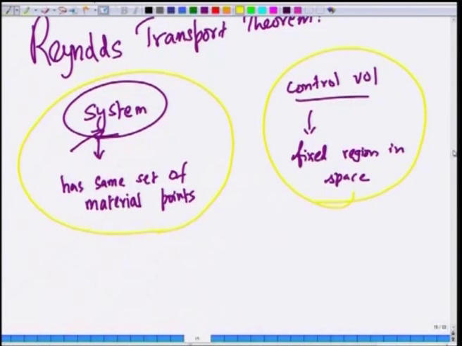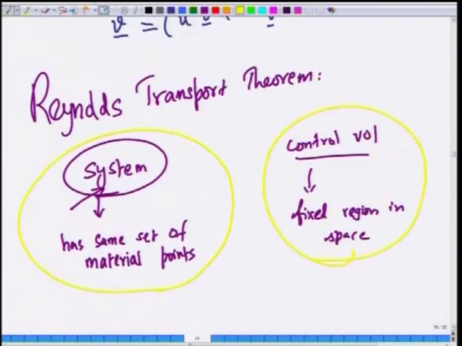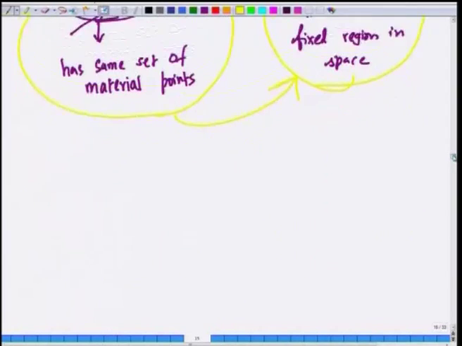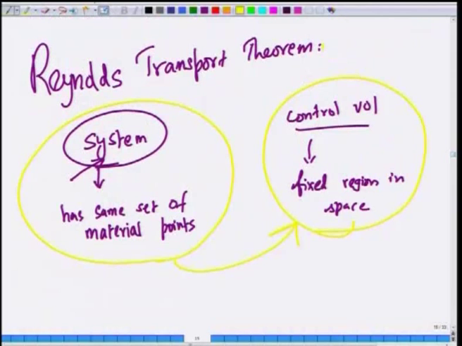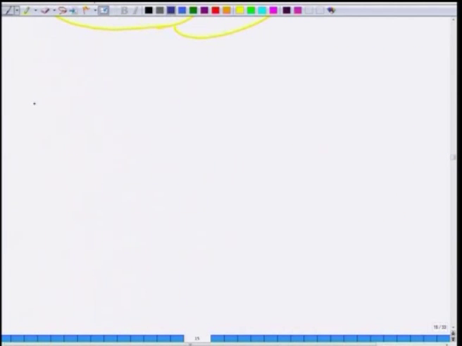So, we need a vehicle, or we need a way to transfer the results from the system approach to the control volume approach, that is given by the Reynolds transport theorem. So, what this means is, suppose you have a quantity such as mass, momentum or energy, which is denoted by this symbol N. So, the rate of change of that quantity in a system at time t.